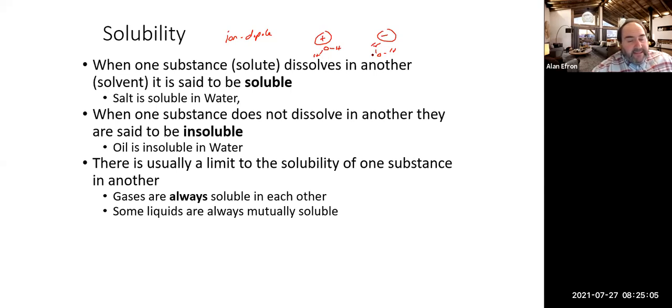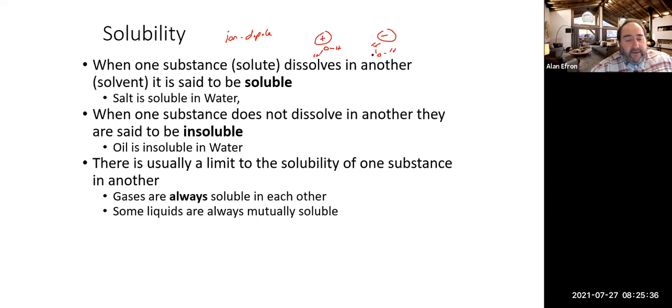There is usually a limit to the solubility of one thing in another, and as we may have talked about before, temperature plays a very big role in the limit to the solubility at a given temperature. So the solubility of things really does change with temperature. A lot of times if you increase the temperature, you can increase the solubility of certain things. Decrease the temperature, and you sometimes lower the solubility of things.